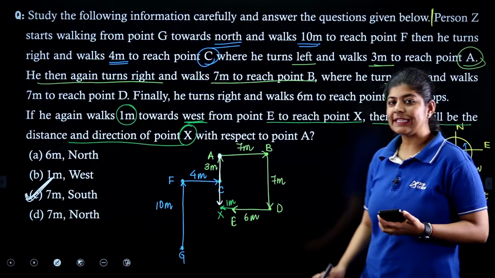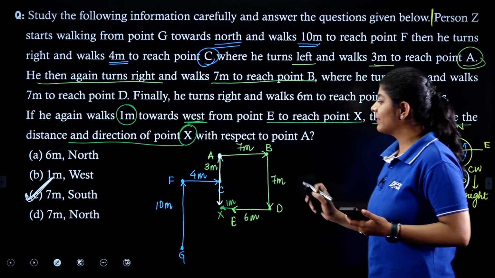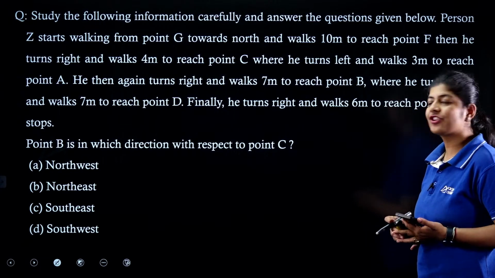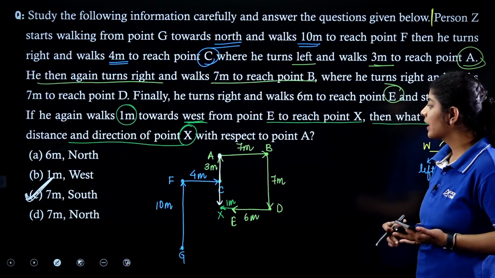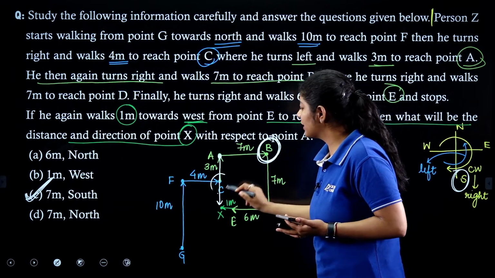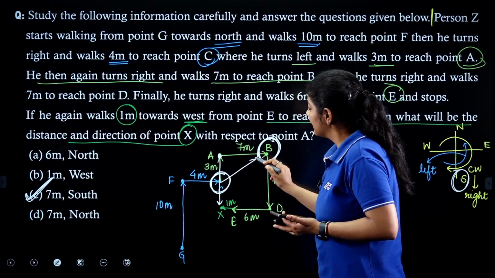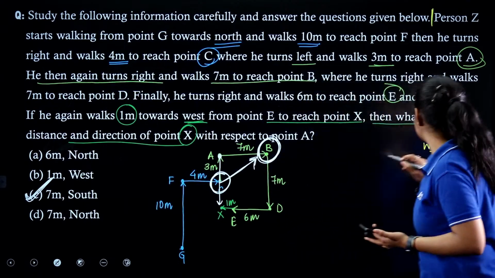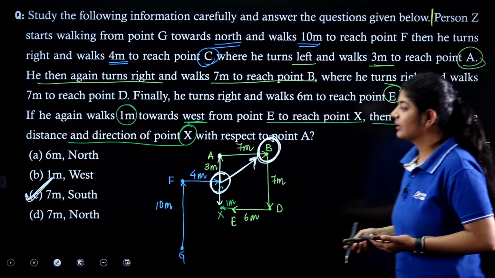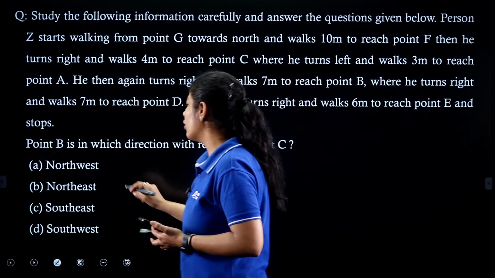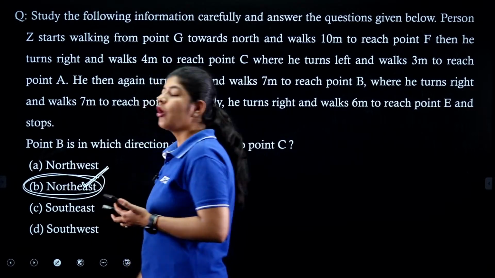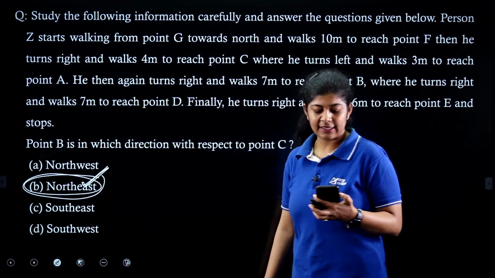Okay, let's see the next question which is based on the same data. The question is saying: point B is in which direction with respect to point C? This direction is nothing but the east direction. This direction is nothing but the northeast direction. That means option number B is the correct one.